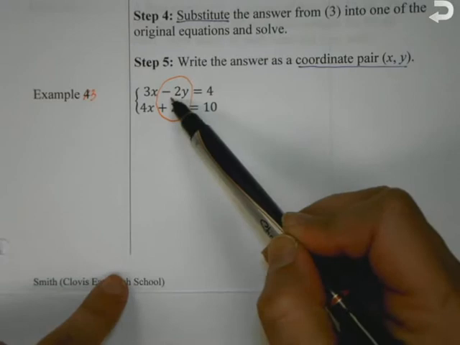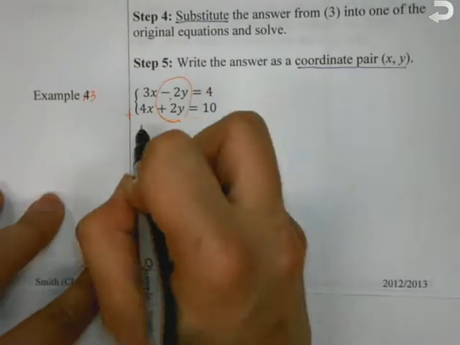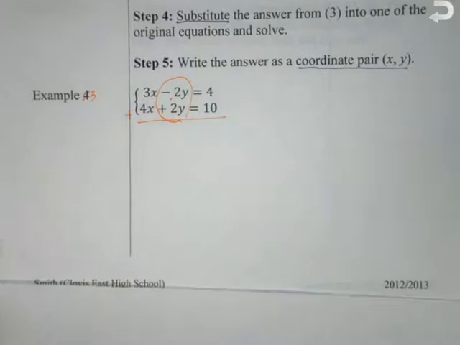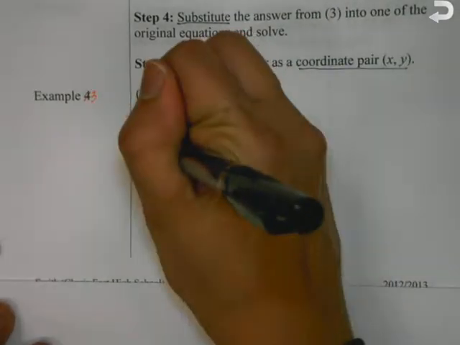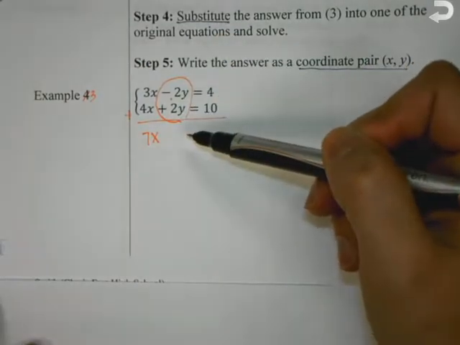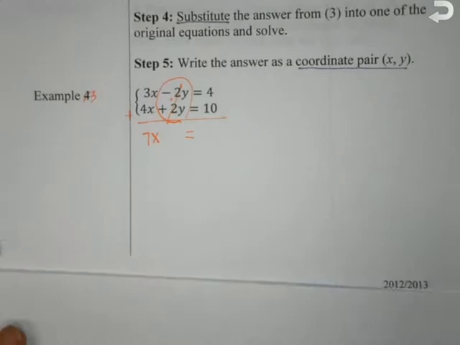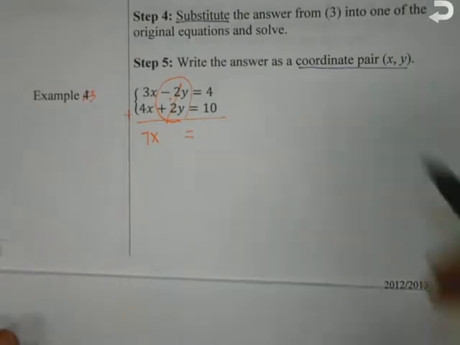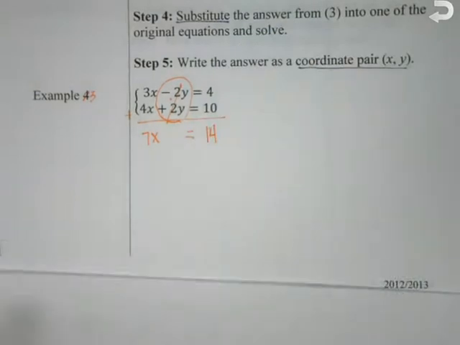When I add the equations straight down, what's 3x plus 4x going to give me? 7x. What is negative 2y plus 2y going to give me? 0. So we eliminated the y's, which is what we wanted. Equals, what's 4 plus 10? 14. Okay, do you guys see how nice this is? We just got rid of the y's, so now I have 7x equals 14.